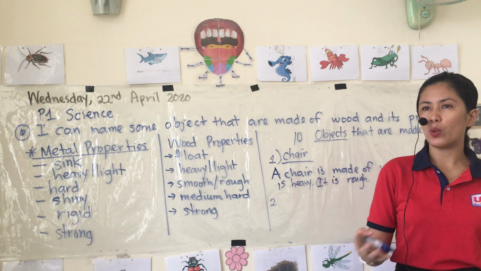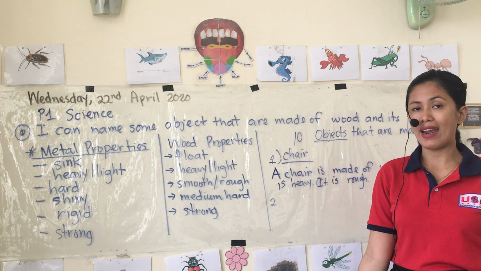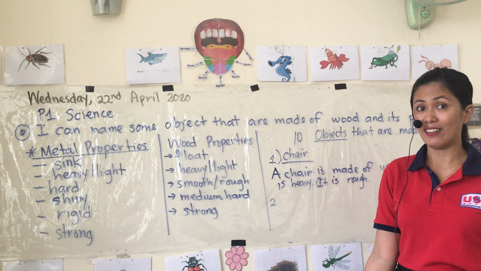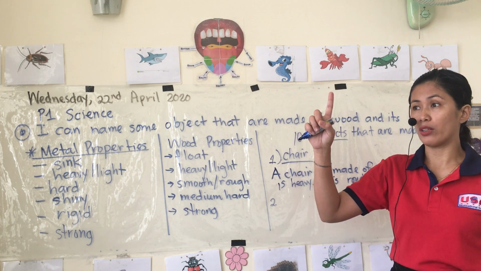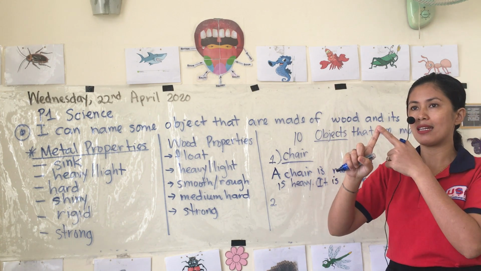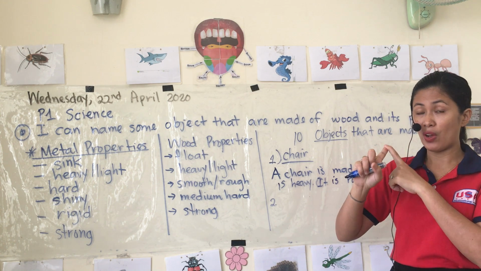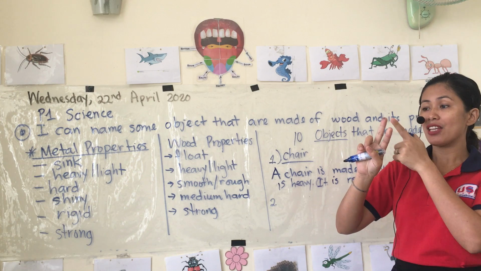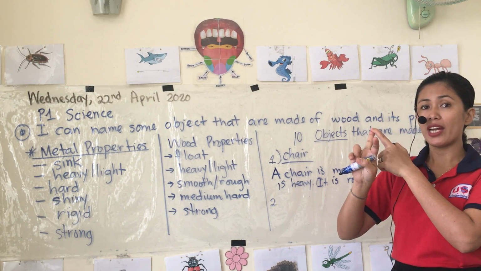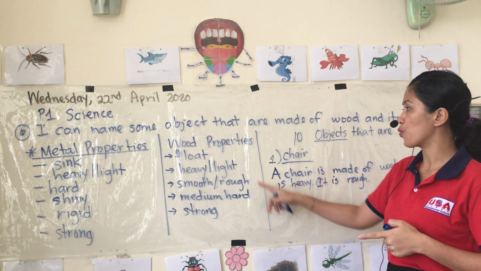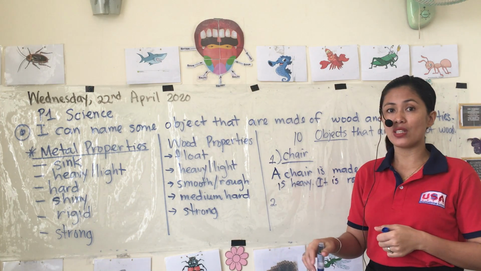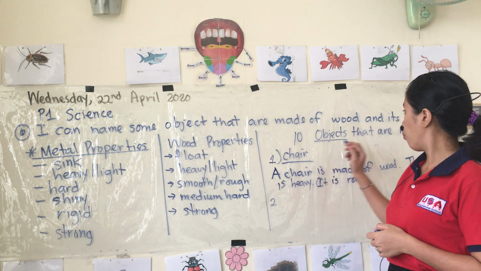So again, how many objects are you going to write? 10. Okay, so again, you have two choices. The first choice is you can just write the name of the object. And the second one, you write the object and make a sentence using the properties of the wood.